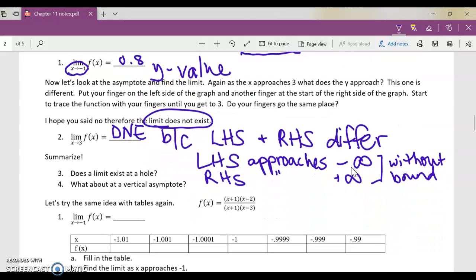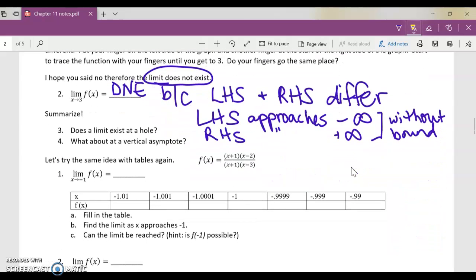So as you look at this next part, this summary, this part is super, super important, okay? So I would maybe highlight this or circle it or make it bold or something. Does a limit exist at a hole? Yes, you can find a limit at a hole. Does a limit exist at a vertical asymptote? No, because at an asymptote, you're going to infinity.